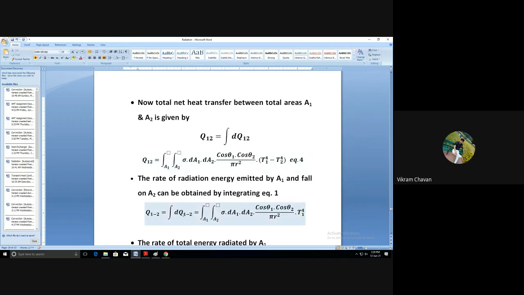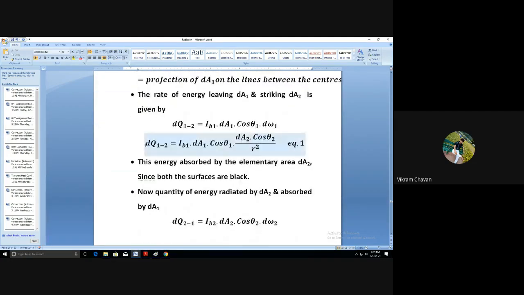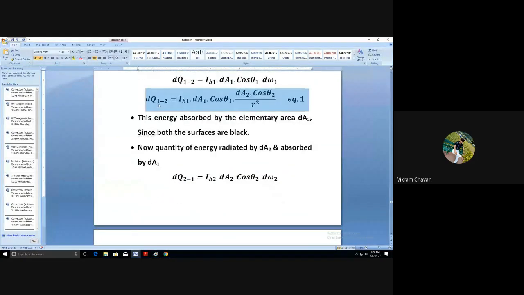Okay, so that is nothing but dq1 to 2. Here in equation number 1, dq1 to 2 is equal to Lb1 multiplied by dA1 multiplied by cos theta 1 multiplied by dA2 multiplied by cos theta 2 divided by r square. So this much amount of energy has been sent by the small element dA1 in the direction of dA2. Now we have to determine how much energy the total surface area A1 has sent in the direction of A2. So in that case we will have to take the integration of this equation, dq1 to 2.